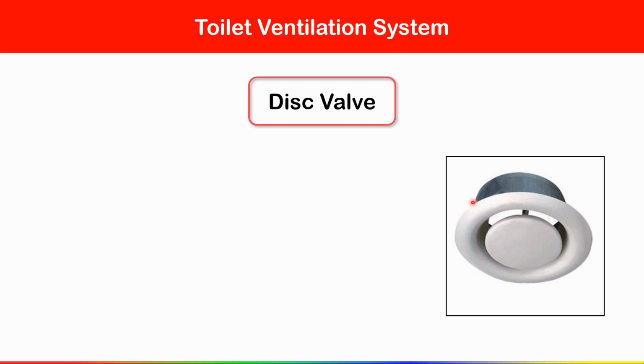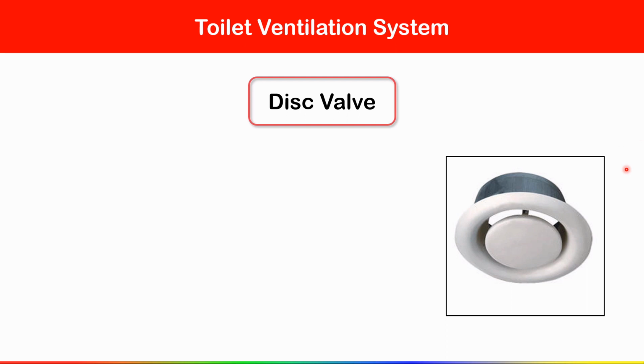Now in the case of a disc valve, we install it at the toilet ceiling level, and with the help of this disc valve you can extract the bad odor from the space. Or with the help of this disc valve you can supply fresh air inside the toilet. Sometimes we use a supply air grill to supply fresh air into the toilet, or sometimes a disc valve. As per requirement you have to use it.